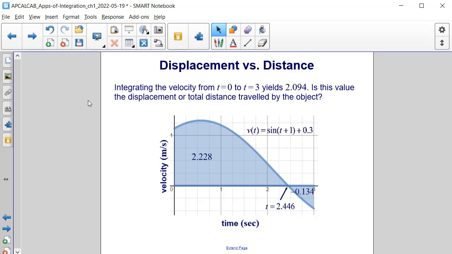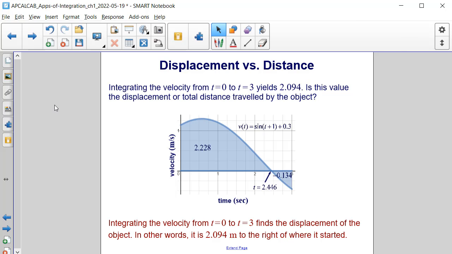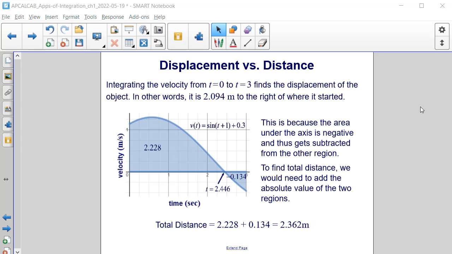Integrating the velocity from time equal to 0 to time equal to 3 yields 2.094. Is this value the displacement or total distance traveled by the object? Take a moment to pause this video and think about it, and when you're done, unpause it. Well, integrating the velocity from time 0 to time 3 finds the displacement of the object. In other words, it is 2.094 meters to the right from where it started.